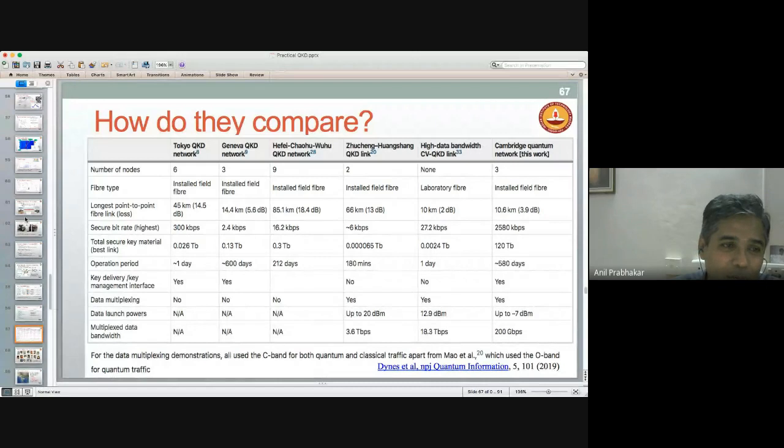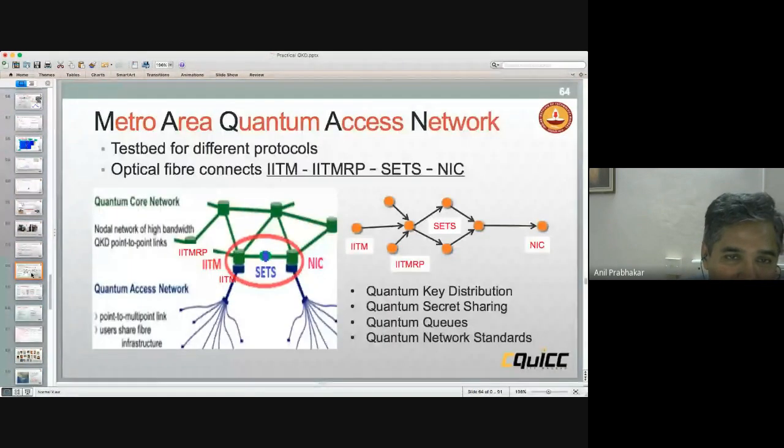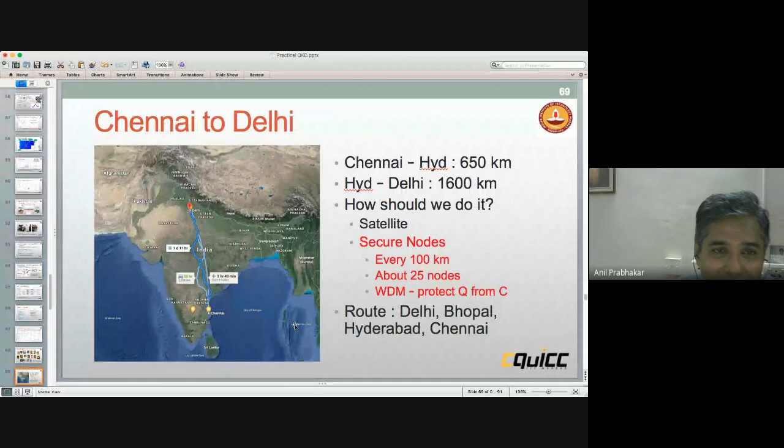So it's not only about building this one network. It is one of the things that we want to do. You're going to see this soon enough: it's going to go from Chennai to Delhi. We are going to take quantum key distribution from Chennai to Delhi, and we're going to hit all the metros along the way. We're going to hit Hyderabad, Bangalore, Bhopal, and then go to Delhi. So these are opportunities for us.